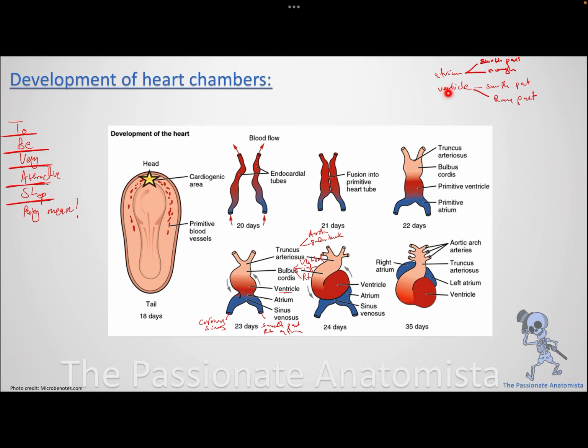Now for the ventricle, we have the same thing. We have a rough part that wants to accommodate the huge amount of blood coming in. And we have a smooth part because this is where we are going to send blood out of the ventricle.